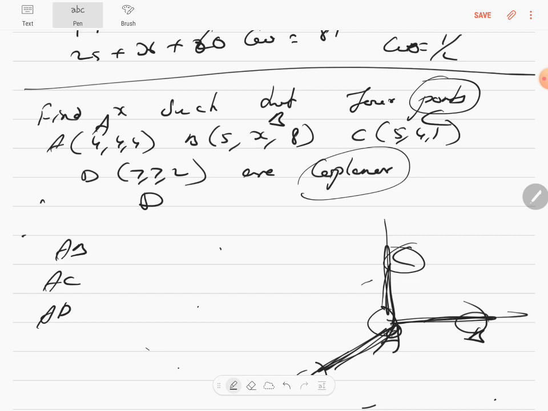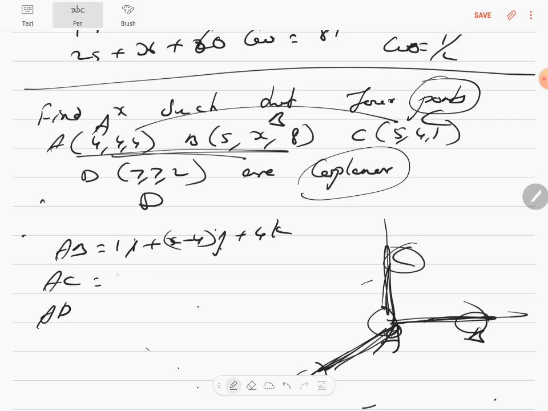So how to write an AB vector? You know how to write AB vector, x2 minus x1. So 1i plus (x minus 4) into j plus (8 minus 4) into k. What is an AC vector? You're comparing A with C. You'll get 1i plus 0j plus minus 3k. Let's do an AD vector, which is between A and D.